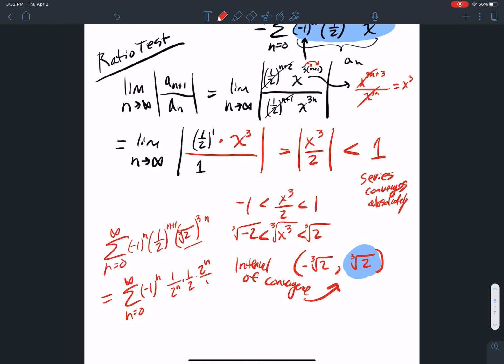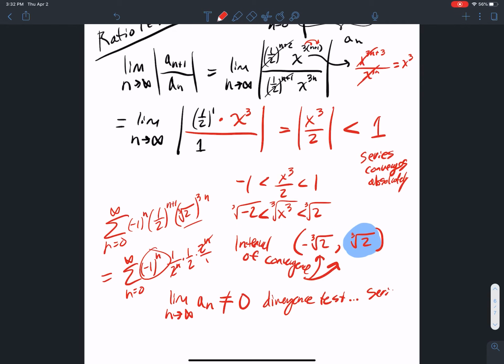So these 2 to the n's cancel. And so really you're getting something that's going to diverge here. Okay, so if you plug in these endpoints, the endpoints diverge. All right, so same thing goes for the other way. Your limit as n goes to infinity of your a n is not equal to 0, and by the divergence test, you can say that the series diverges at the endpoints.